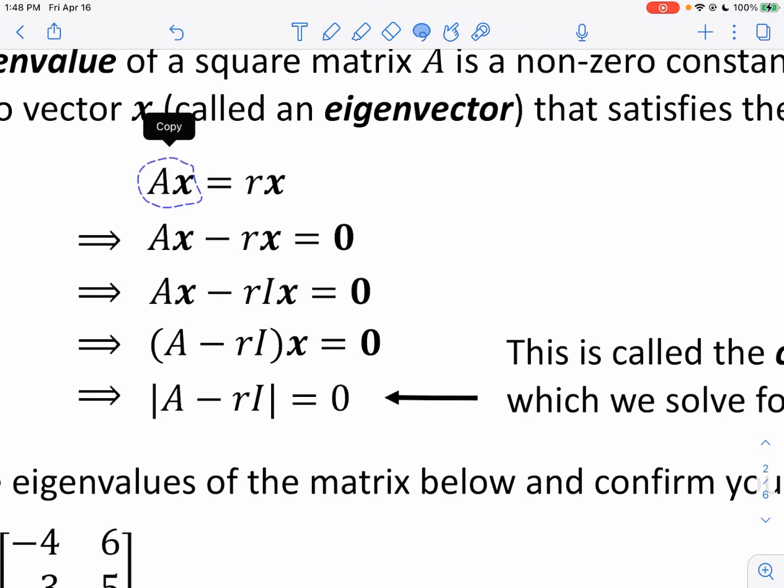So when you multiply those, you're going to get a vector. And on the other side, we have a scalar times a vector. So on this side here will also be a column vector. So this equation makes sense. We have a column vector on one side and a column vector on the other side. And they're the exact same vector according to the statement. If there exists a non-zero value r and corresponding non-zero vectors x such that this is a true statement, then we're going to call r an eigenvalue of the matrix A and x a corresponding eigenvector.